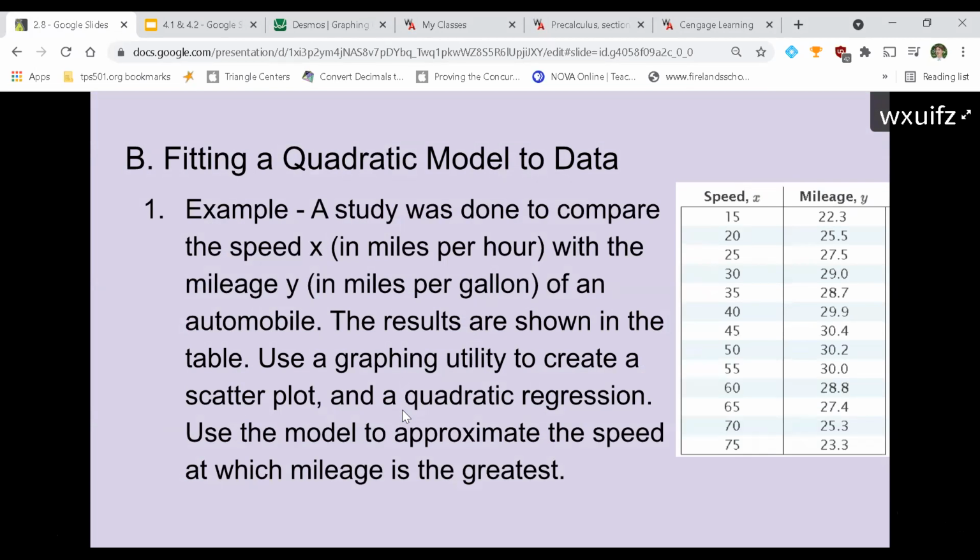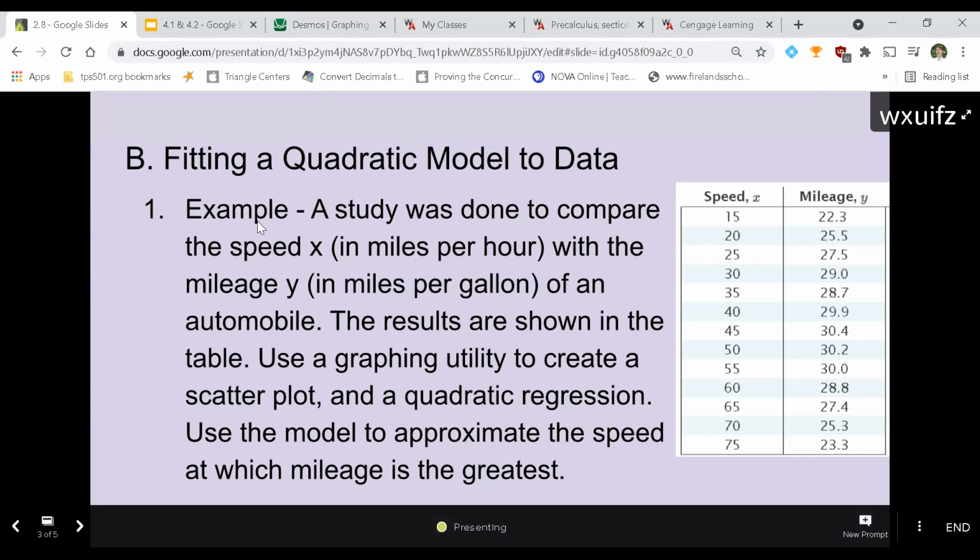All right, so to fit a quadratic model to data, the best way to show that is just to look at an example. Just go straight for it. Here's a problem. A study was done to compare the speed in miles per hour with the mileage of an automobile. The results are shown in the table. Use a graphing utility to create a scatter plot and a quadratic regression. Use the model to approximate the speed at which mileage is the greatest from the table.